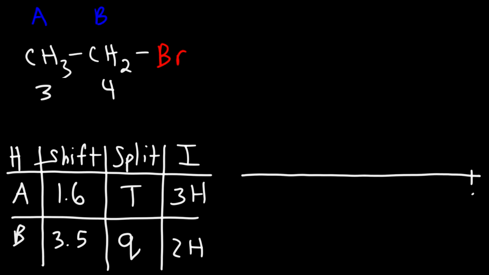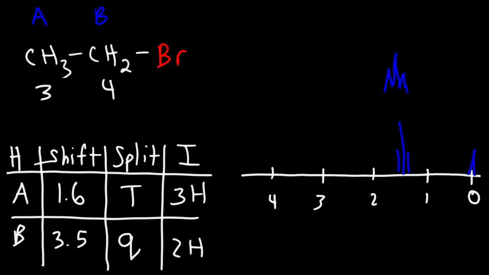So we're going to start with a chemical shift of 0, and we're going to go up to 4. Now at 0, we have the TMS signal. And at 1.6, we have signal A, which is a triplet. So we're going to draw it like this. If you want to, you can draw that way as well.